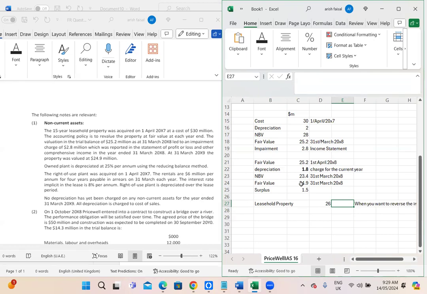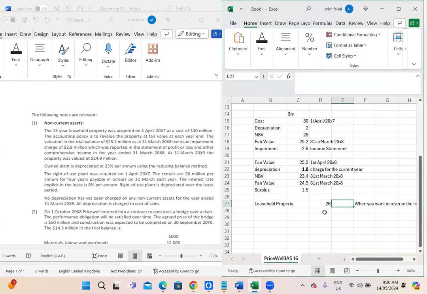But in case the question would have been that the property was valued at 27 million, the point is that you cannot increase it by more than 26. Okay. In that case, the maximum reversal you could have booked will be the difference between 26 and 23.4, right? So that's going to be 2.6. So that's the maximum limit.